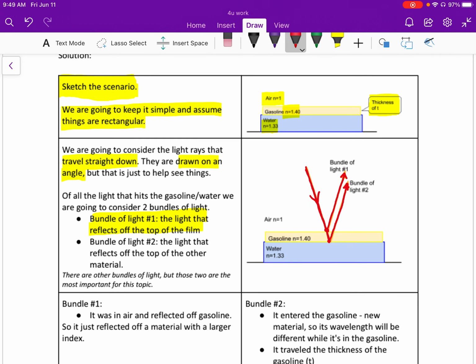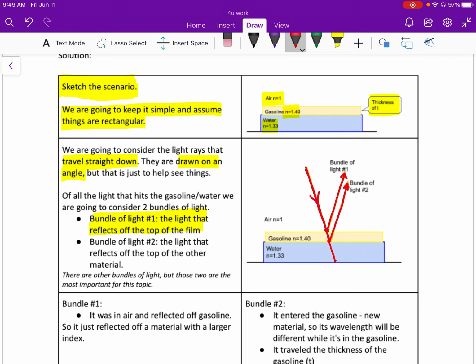The one that went off the top of the gas and the one that went off the bottom of the gas or the top of the next layer. So top of the film and bottom of the film. There's other bundles of light, like some light when it gets to the gasoline and goes through, then it gets to the water and it goes through again.